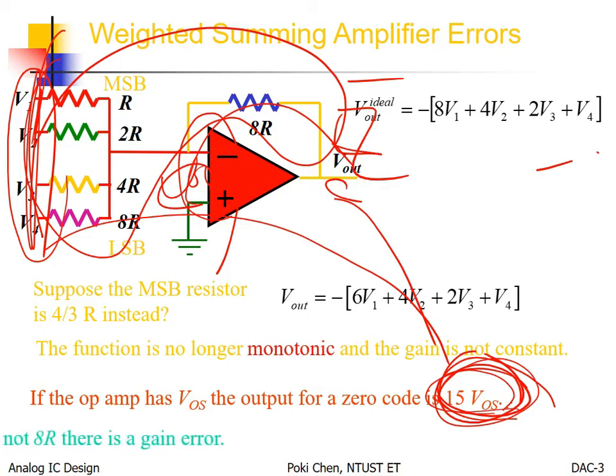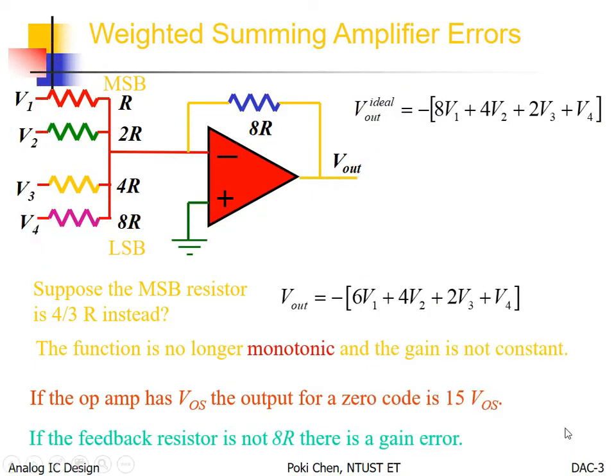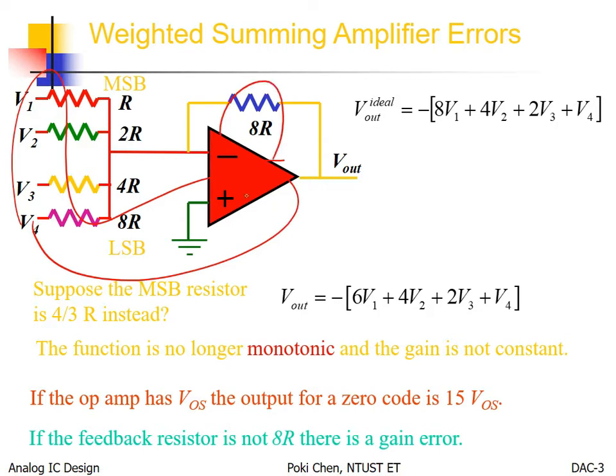And then, if everything is correct except for this, what will go wrong? The gain. The larger feedback resistor means a higher gain than your expectation, because you don't have 8, 4, 2, 1, the beautiful binary-weighted structure. Got it?